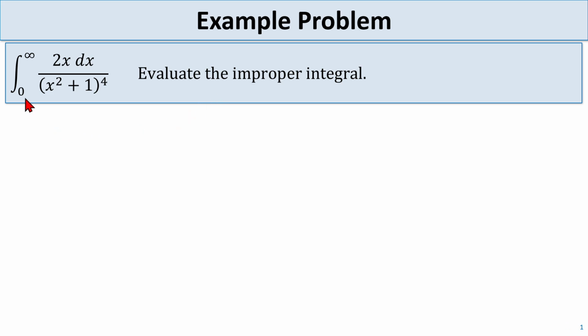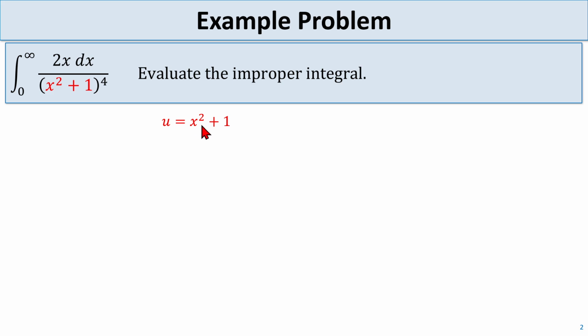So we're integrating from 0 to infinity the function 2x over the quantity x squared plus 1 raised to the power 4. And the first thing that I recognize from this problem is that it is a method of substitution scenario because the derivative of x squared plus 1 is 2x. And so we'll be able to let u be x squared plus 1 and solve the problem that way.